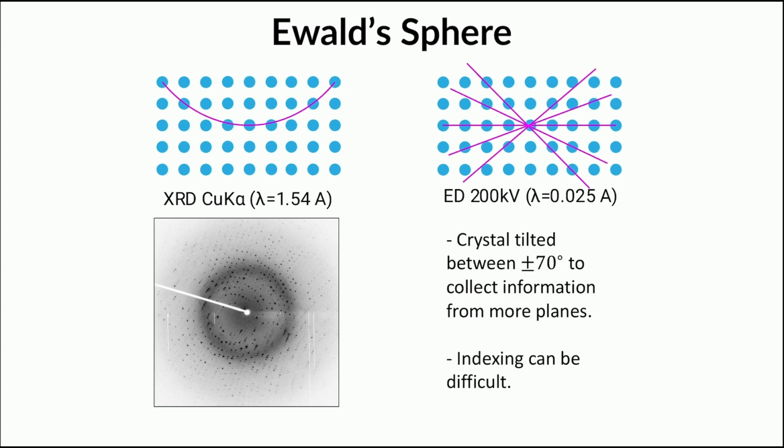So this is going to be a problem in indexing, and of course we're going to try to tilt the crystal to collect data from as many planes as possible. However, we cannot have complete data if the crystal is not symmetric enough, because we only have plus minus 70 degree rotation with the stage.